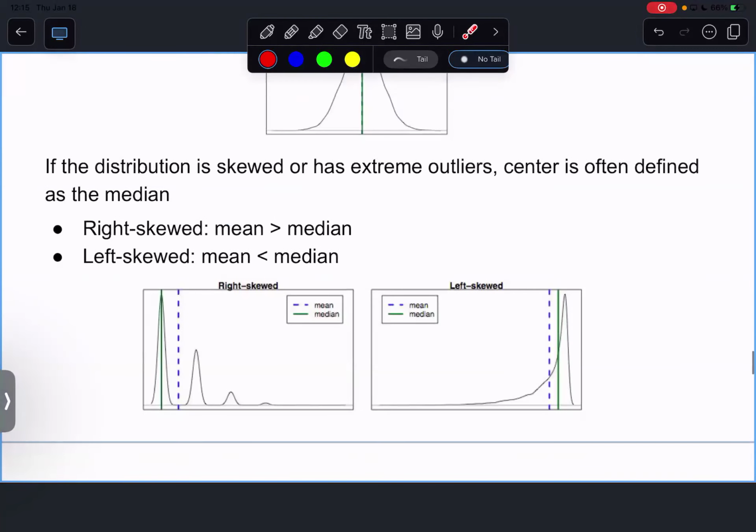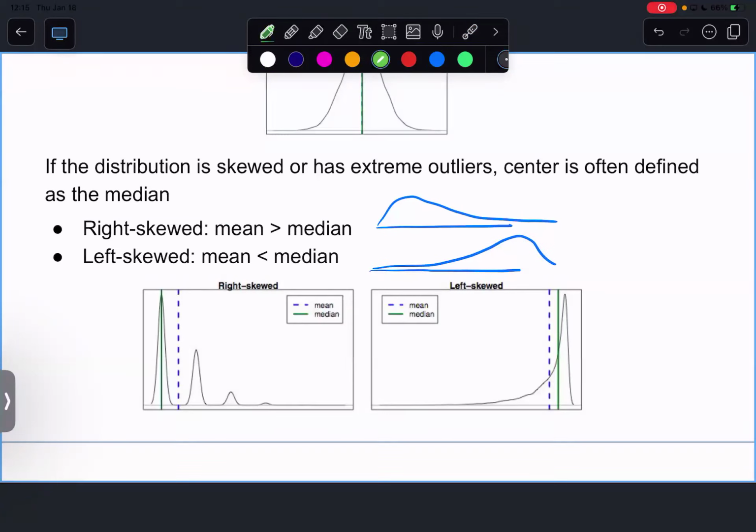Whereas if it's skewed to the right, just imagine this skewed to the right, then the mean is pulled in the direction of the tail, so the mean is larger than the median. Whereas here, if it's skewed left, maybe I have the median here, and here I have the mean. Now the mean is less than the median.